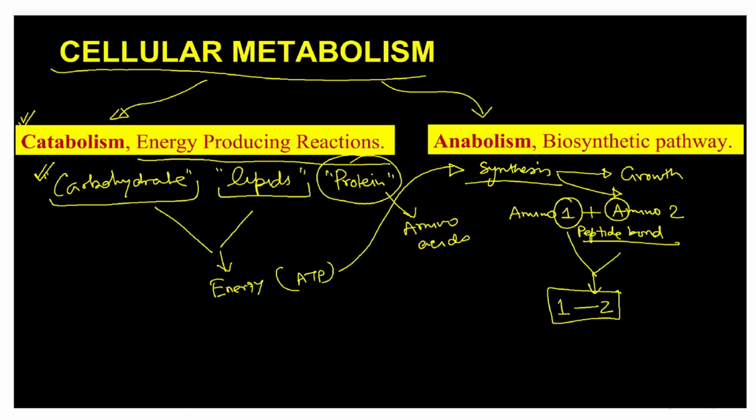Now what's next? The next part is metabolism, the different types of reactions going on inside a cell, either the formation of some biomolecules or the degradation of some biomolecules for our energy requirements. So there are many kinds of processes going on at the same time in a cell, and all of these processes together are called metabolism. Metabolism is further divided into two parts, catabolism and anabolism.